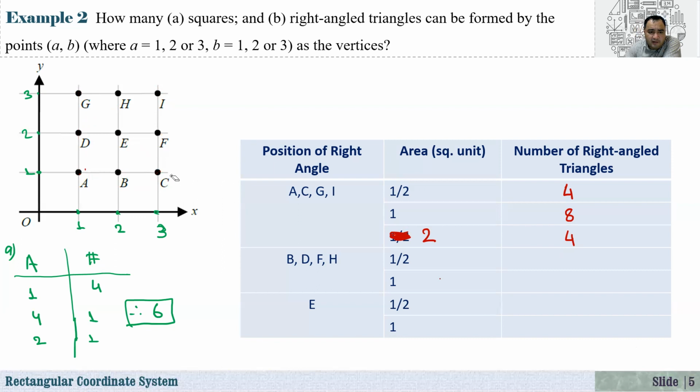And the second case is, how about if the right angle is at B? Let's say it is at B and D and F and H, right? At that time, can I form right angle triangles whose area is 1 over 2? Again, I see they are symmetric about the point E. That's why I just need to count 1 and multiply by 4. For example, if our right angle is at D, how many triangles can I form whose area is 1 over 2? I can form just this one, right? It is 2 times 1 over 2.